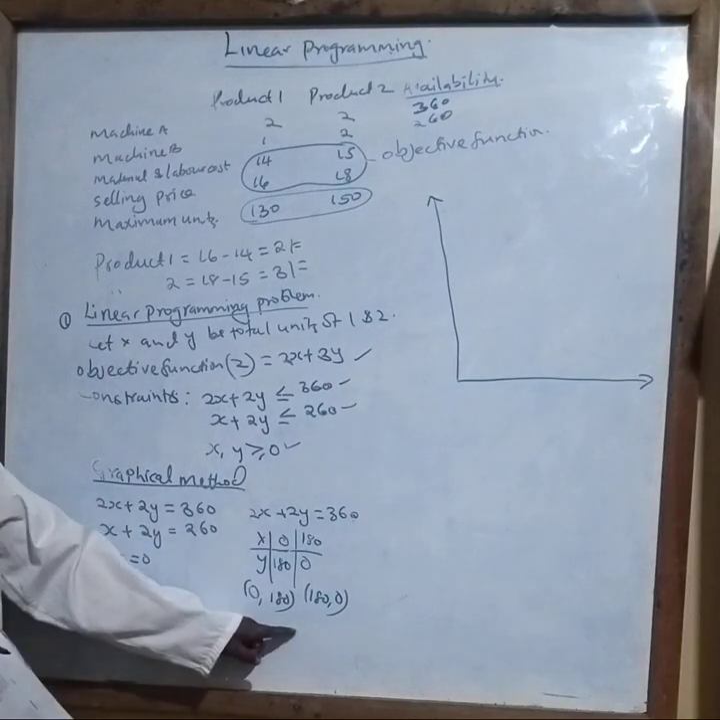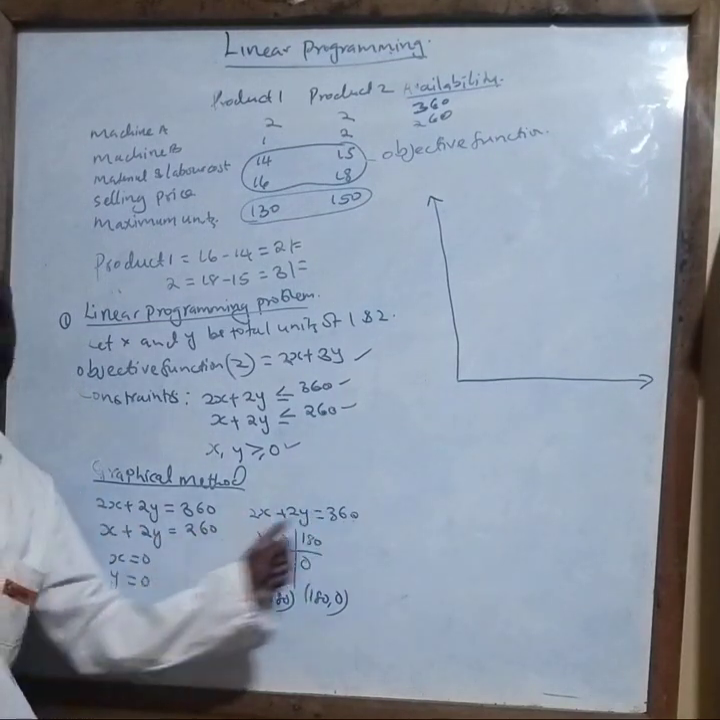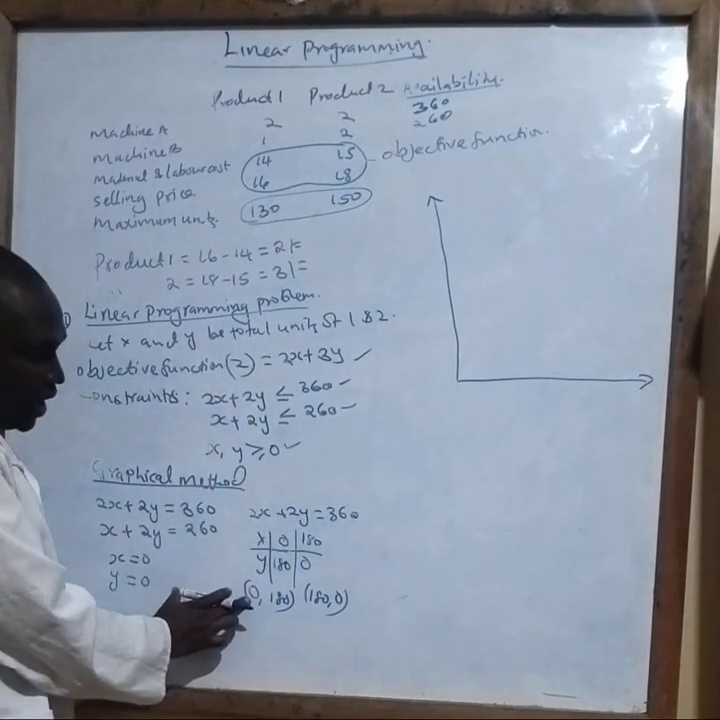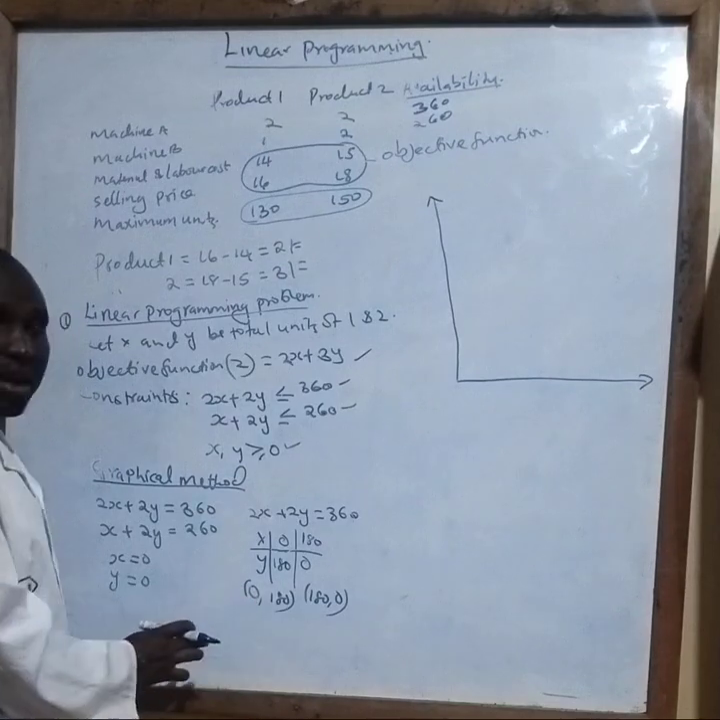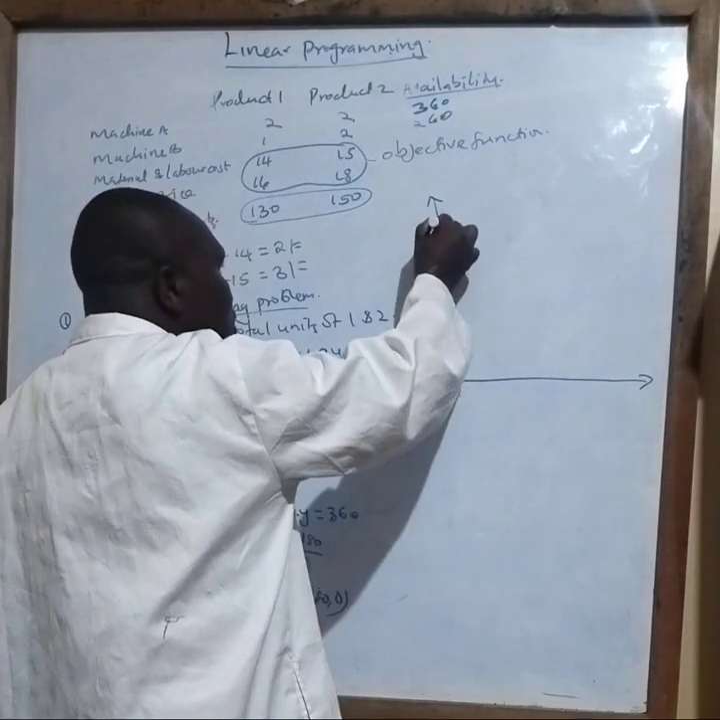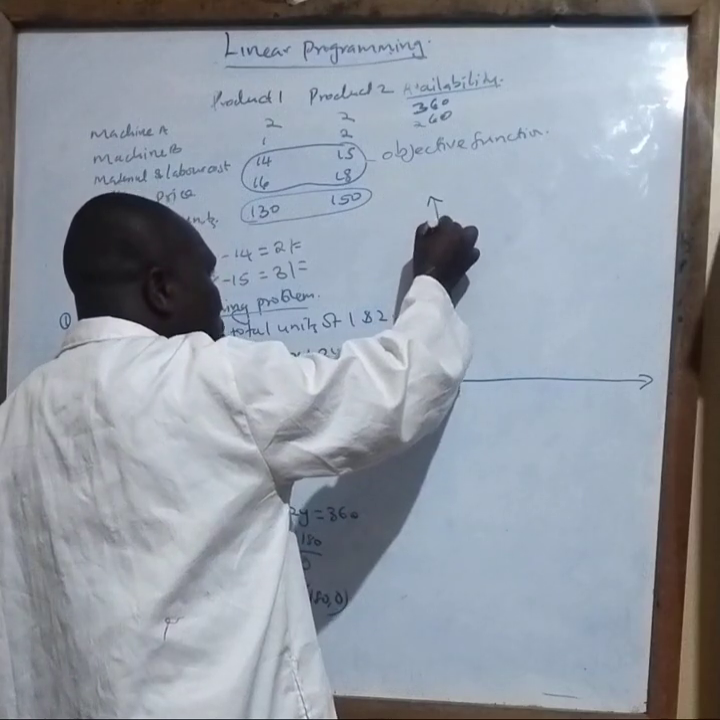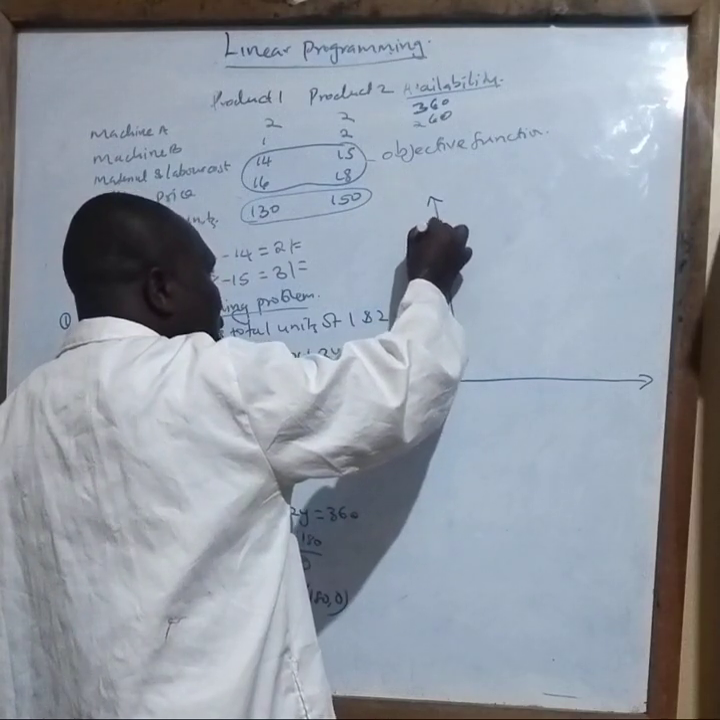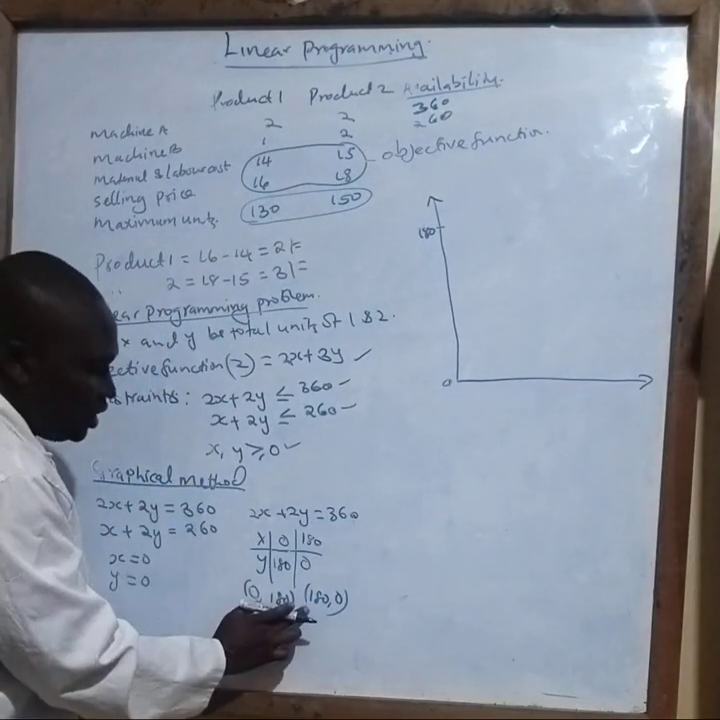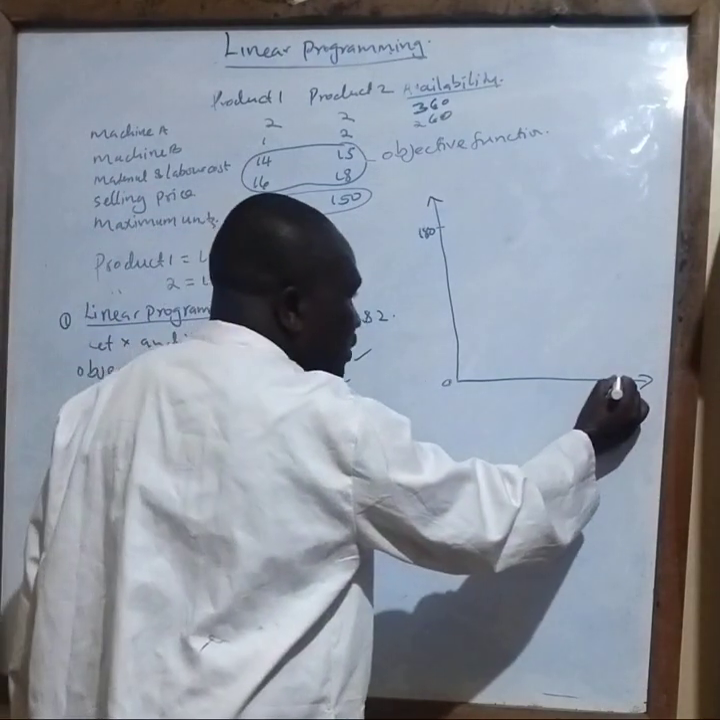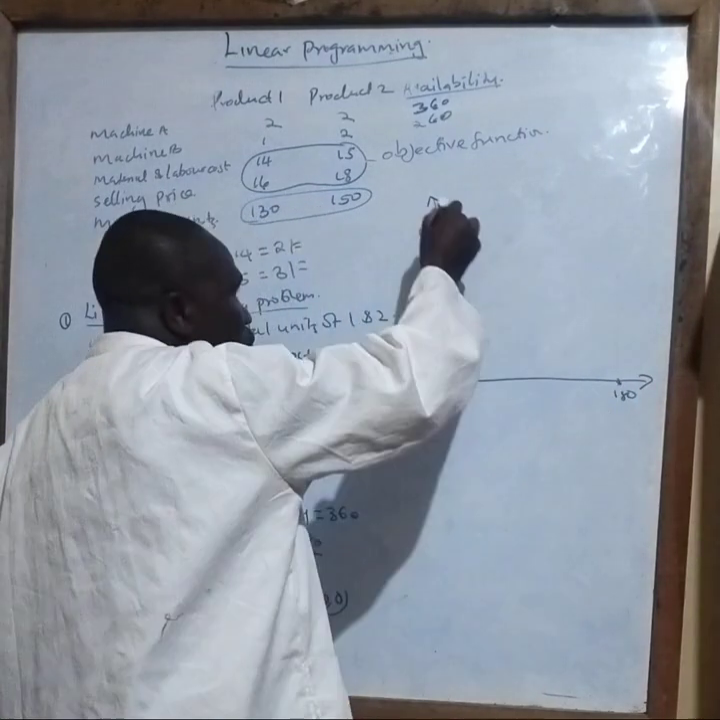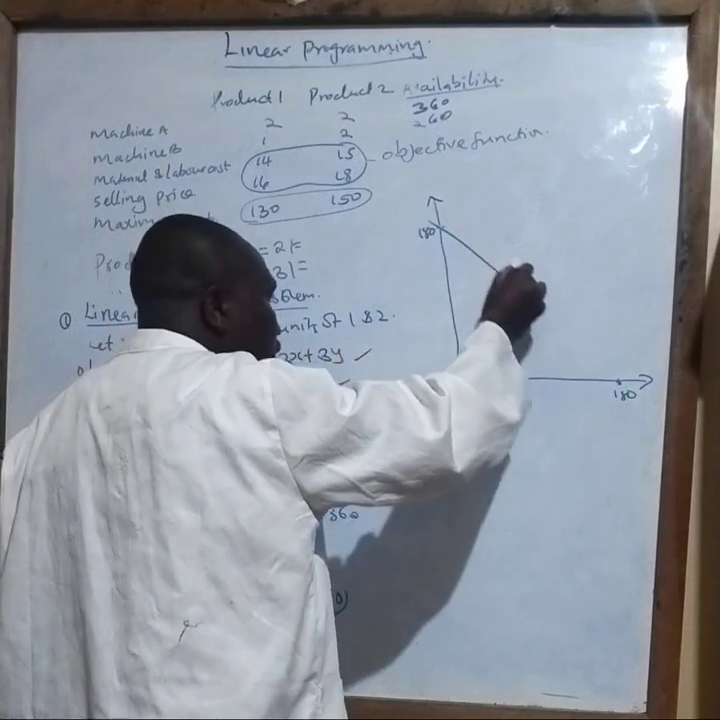Now, once you get these coordinates, I'm saying don't read like that. You read downwards. These coordinates mean that x is 0, y is 180. So when x is 0, y is 180, assuming it is somewhere here. This is 180, like that. Then the other one is 180, assuming it is here. Then you use your ruler, join these two.